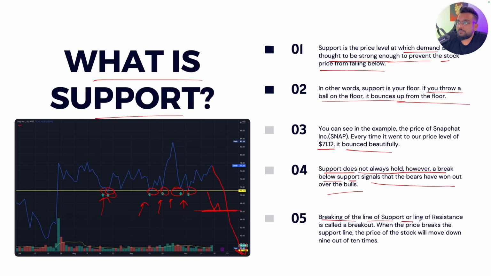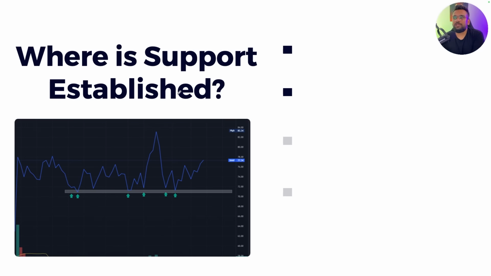Breaking of the line of support or line of resistance is called breakouts or breakdowns or whatever you want to call it. I just call it breakouts, for both sides. When the price breaks the support line, the price of the stock will move down 9 out of 10 times. If a critical level breaks towards the downside, price will move down 9 out of 10 times from my personal experience. Okay, that's support. Now here's the thing, how is support established? If you see this particular chart right now, fam, you'll be able to see, let me zoom in a little bit.